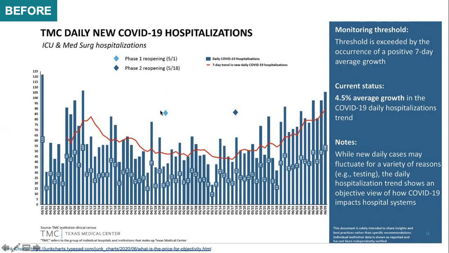The two diamonds. So the two diamonds are supposed to show the start of phase one reopening versus phase two reopening. So it kind of helps show where those two phases are. It's kind of helpful. All right. So again, for the sake of time.